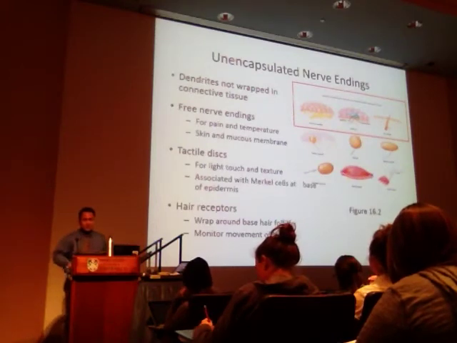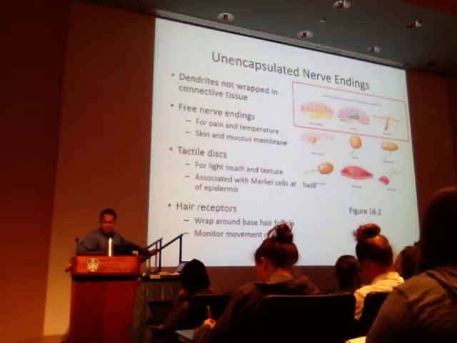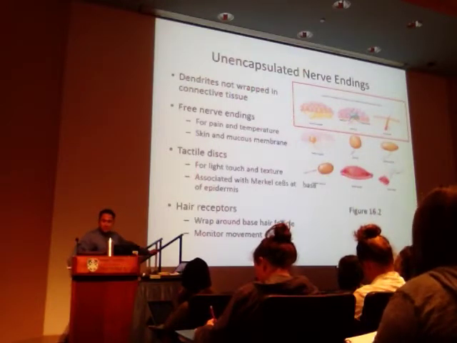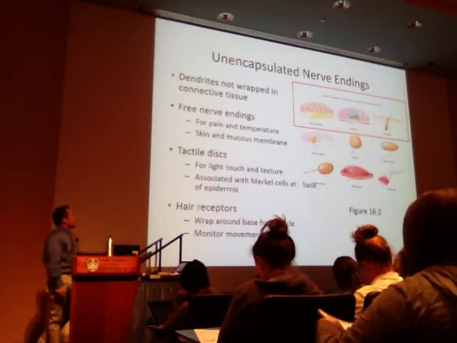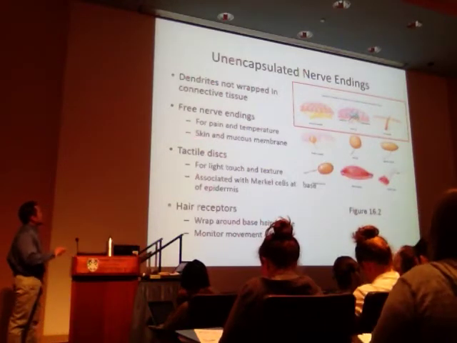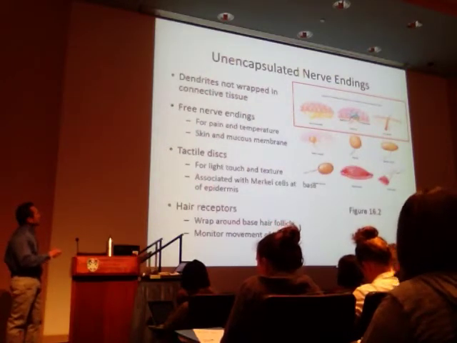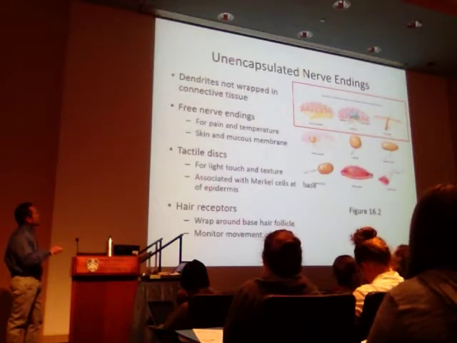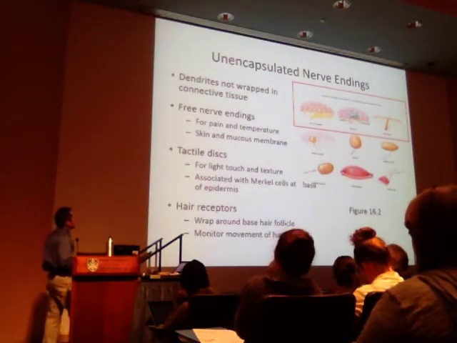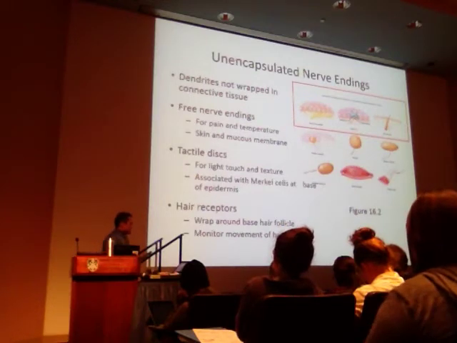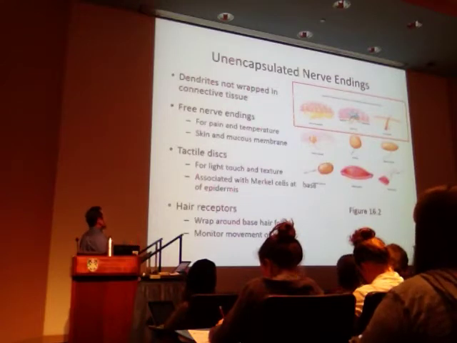If we look at organization, we can actually encapsulate these things or leave them unencapsulated. If we decide to leave them unencapsulated, then they're not going to be quite as sensitive. And a lot of times they're just free nerve endings. They're very basic in architecture, and this is highlighting the top row. The top row are the unencapsulated nerve endings. Some examples are going to be things that detect light, touch, and texture.